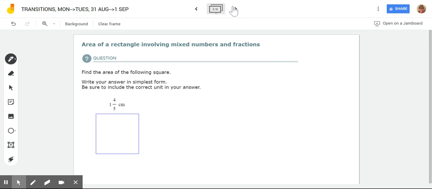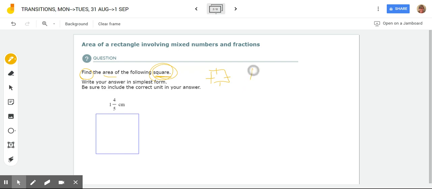Next. Area of a rectangle involving mixed numbers and fractions. Okay? What are we going to do? We are going to find what? The area of what? The following square. So we have a square. A square is unique in that all sides are equal.